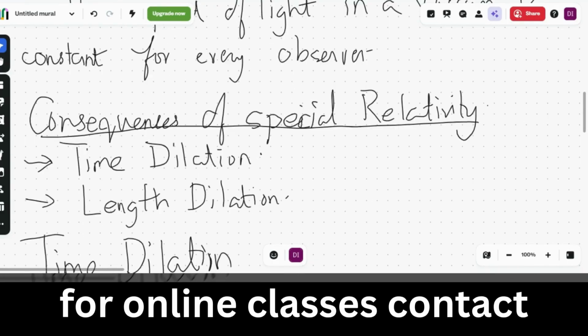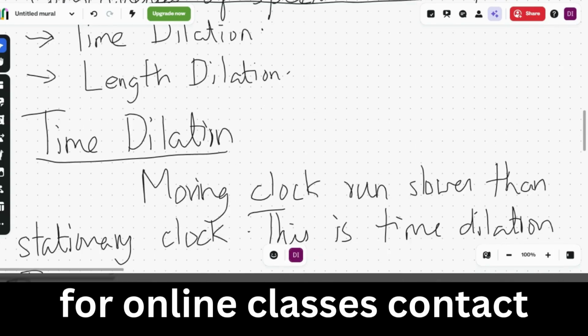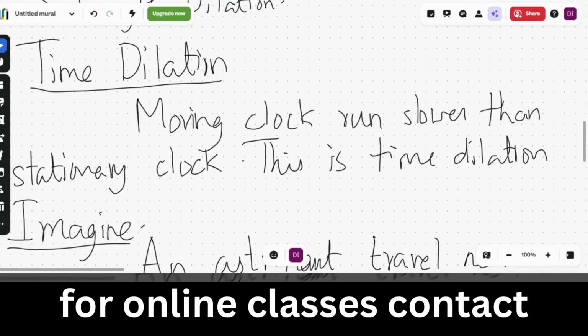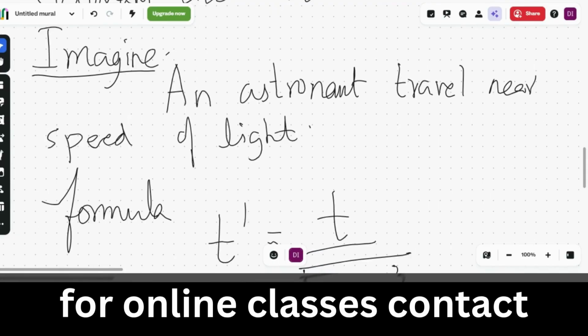Consequences of special relativity: there is time dilation and there is length dilation. First we will talk about what time dilation is. A moving clock runs slower than a stationary clock. This is called time dilation. An astronaut travels near the speed of light.